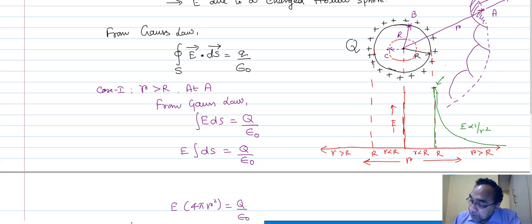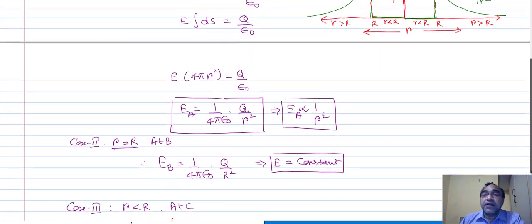This point is how much? E at B is constant, kQ by R square, and in between it is 0, so the graph will be like this. On either side you have to plot the graph this way, and it will be asymptotic to the axis. That is exactly how the graph is for a hollow sphere. I hope the method of finding electric field intensity for a hollow sphere is clear.